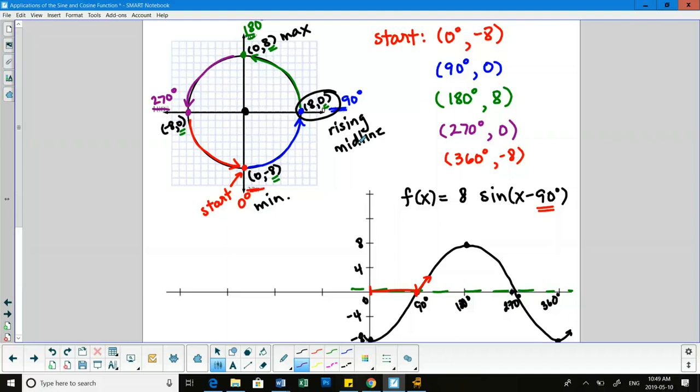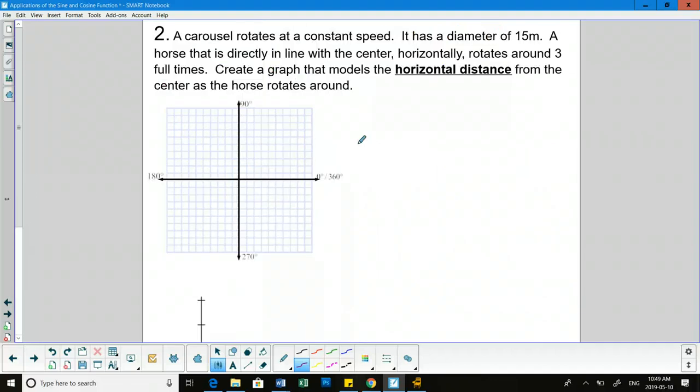Okay, different scenario. We're going to imagine a carousel this time, and it rotates at a constant speed. It has a diameter of 15 meters. A horse that is directly in line with the center horizontally rotates around 3 full times. Create a graph that models the horizontal distance, or displacement, we can say, from the center as the horse rotates around.